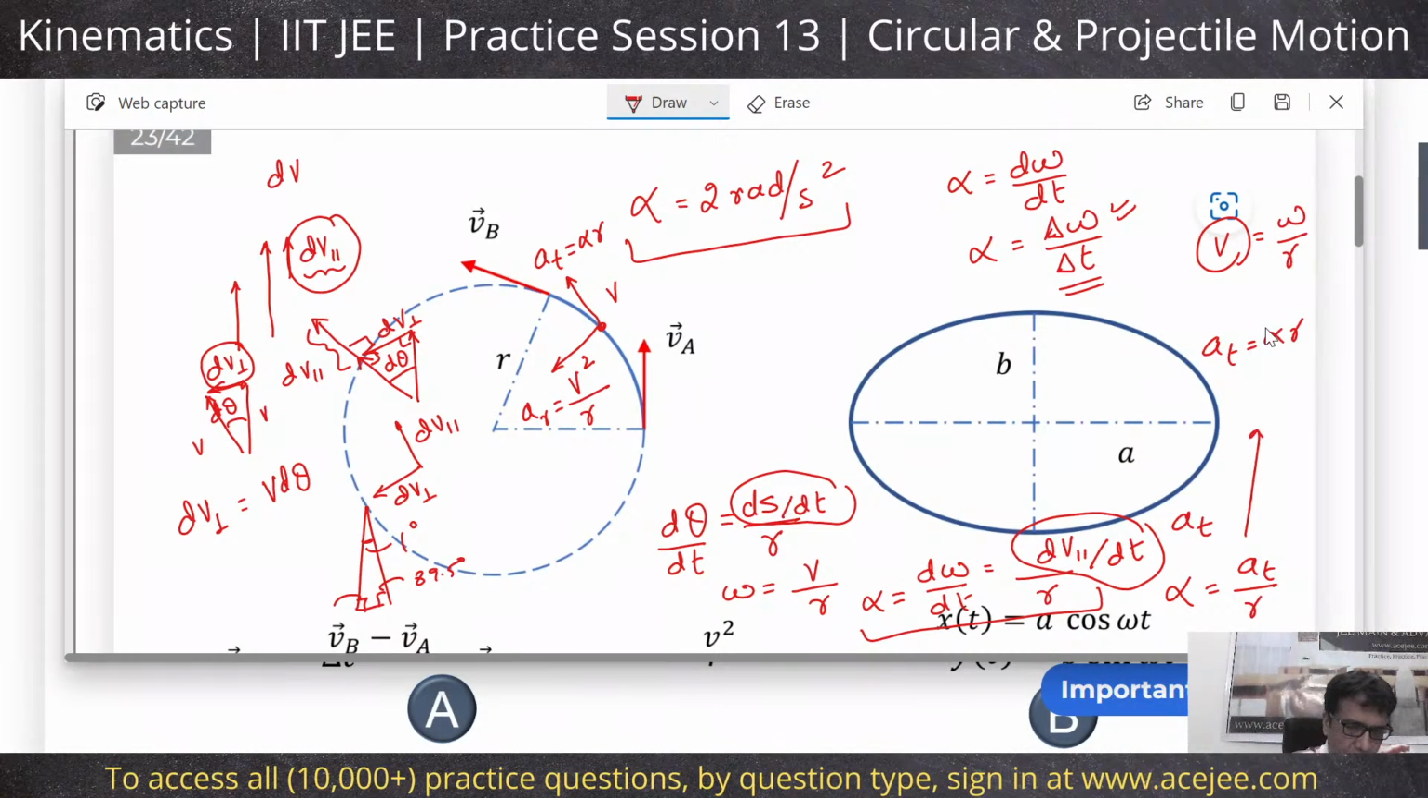So when you have a non-uniform circular motion with speed either increasing or decreasing, then at any instant, if somebody asked you to write the overall acceleration, make sure that you do a vector sum of these two vectors. The net acceleration is in this direction. Is that clear? Yes, sir.